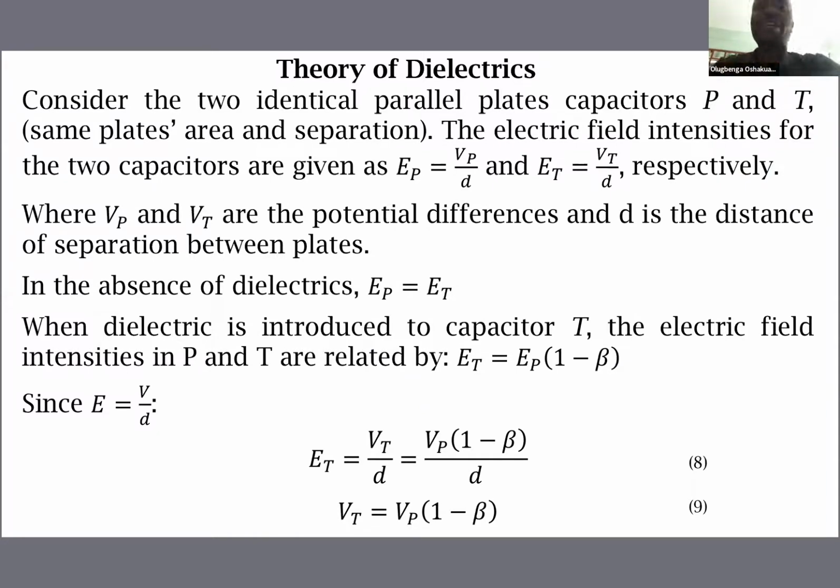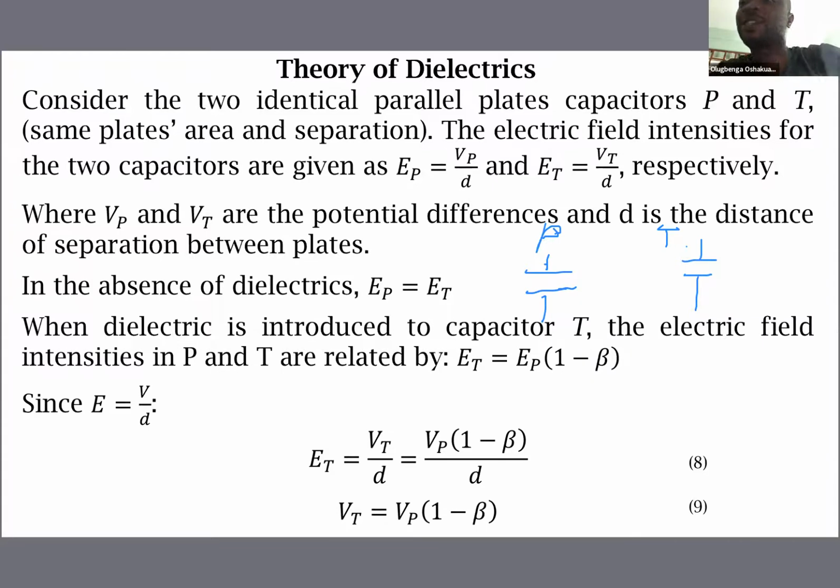So still on theory of dielectrics, let us consider two sets of capacitors, P and T. So let's say this is capacitor P, and capacitor T. Both of them are identical, meaning that the sizes of the plates are equal and the distance of separation between the plates are equal. So when the two plates are connected to different potentials, an electric field is set up.